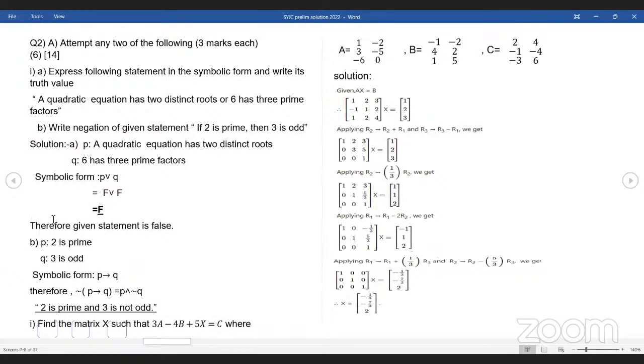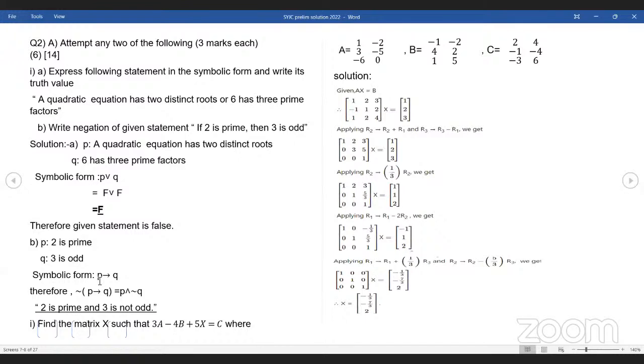Sub question number 2. Write negation of the given statement. If 2 is prime, then 3 is odd. So again we write P, 2 is prime, Q, 3 is odd. Write this in symbolic form and then write its negation. When you are writing negation of statement, you first write it in symbolic form and then write the negation of symbolic form and again make sentence from that symbolic form. Then write this properly in sentence. So we get final answer. 2 is prime and 3 is not odd. Yeah, you will write 3 is even number. That also correct.